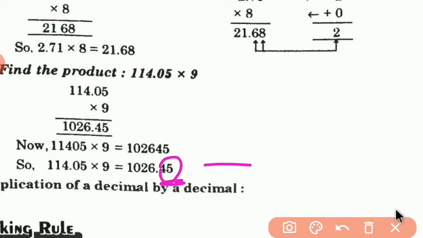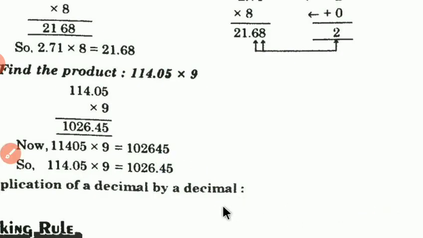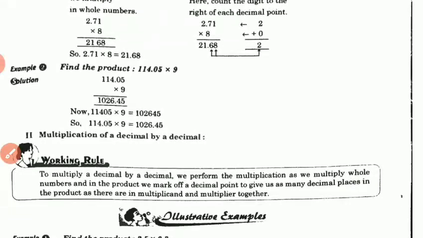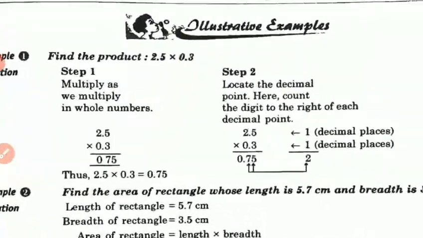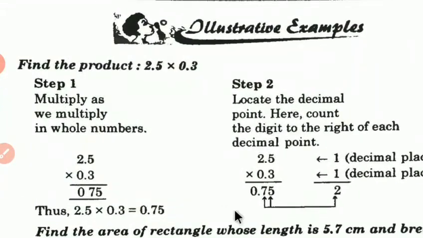Now see the next topic, multiplication of a decimal by a decimal, which means both numbers are decimal numbers. So the first one is 2.5 and 0.3. What is the first step? First we have to multiply as whole numbers, without considering any decimal. So 25 into 3. 25 threes are 75.